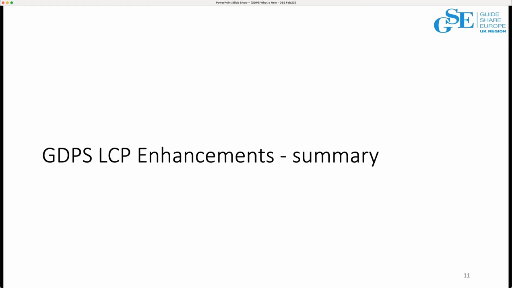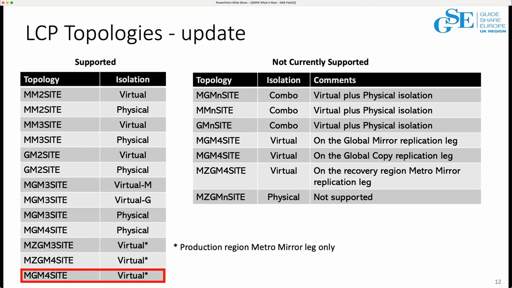And so there are a number of enhancements that have been made around the logical corruption protection capability within GDPS, and I'm just going to summarize a few here. We'll talk about a few SPEs later on in this session as well. So this is the different topologies which GDPS supports. The update here since November, right at the end of the year, we introduced an APAR which provided the support for virtual isolation LCP in an MGM 4-site configuration on the metro mirror leg in the production region.